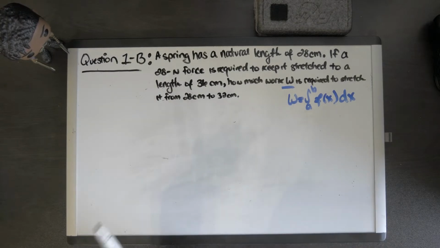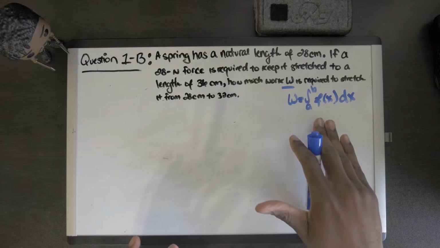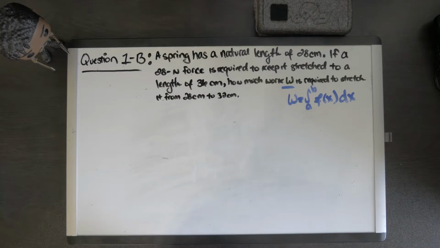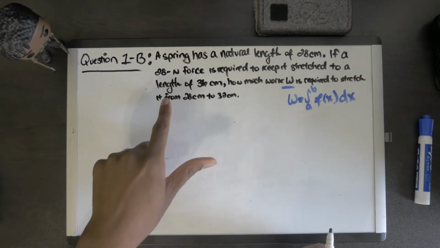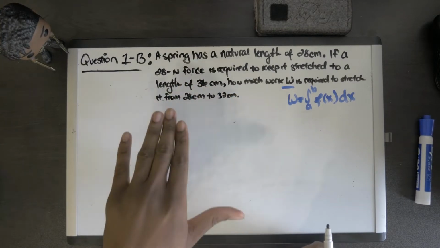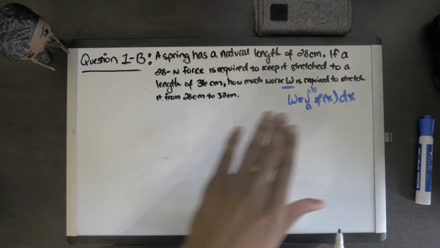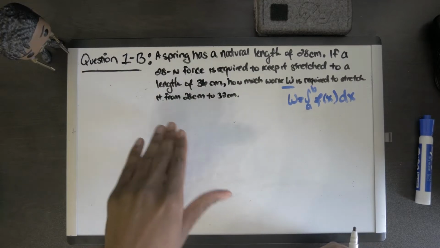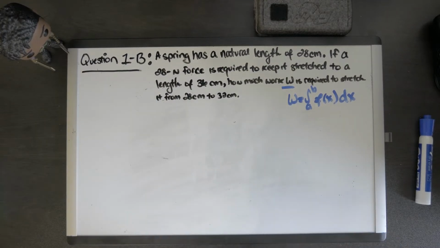It's a little confusing because we don't have any of these variables currently. Well, we do have a couple of them. And using Hooke's law, we're going to be able to decipher what elements go into this integral and then find the value after getting that. So let's break down what we have so far. It says a spring has a natural length of 28 centimeters. If a 28 Newton force is required, so we already know the amount of force, and then it's stretched to 36 centimeters, how much work is required from 28 to 32? With that information, let's plug in a few variables here.